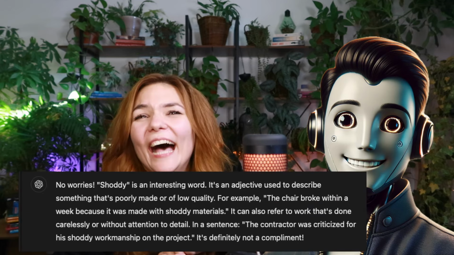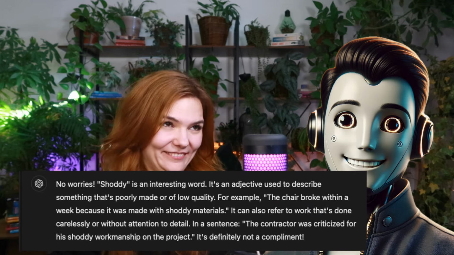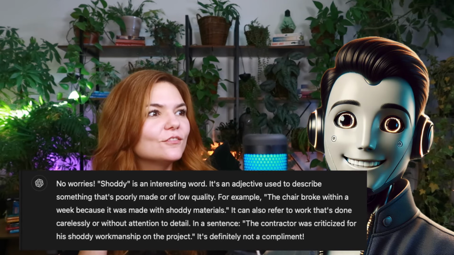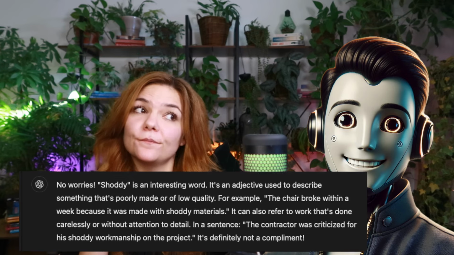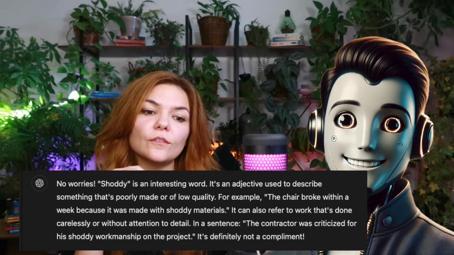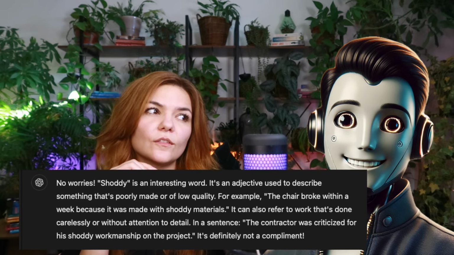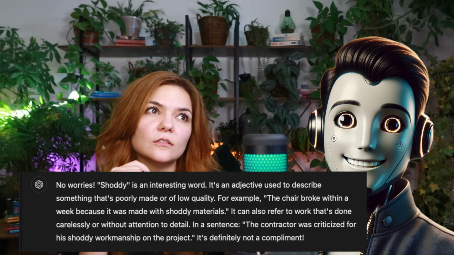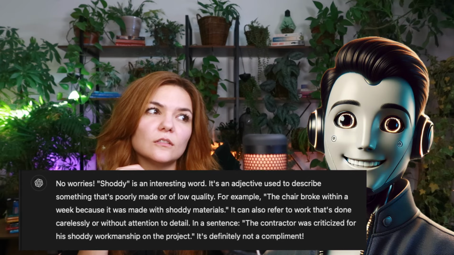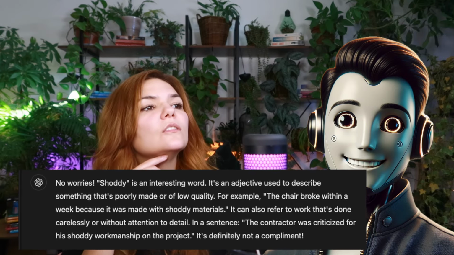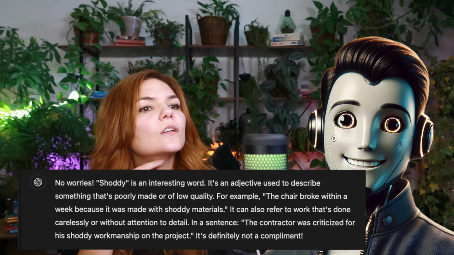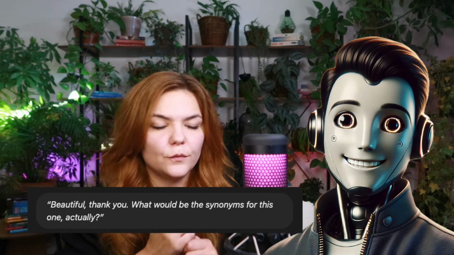No worries. Shoddy is an interesting word. It's an adjective used to describe something that's poorly made or of low quality. For example, the chair broke within a week because it was made with shoddy materials. It can also refer to work that's done carelessly or without attention to detail. In a sentence, the contractor was criticised for his shoddy workmanship on the project. It's definitely not a compliment. Okay, beautiful. Thank you.